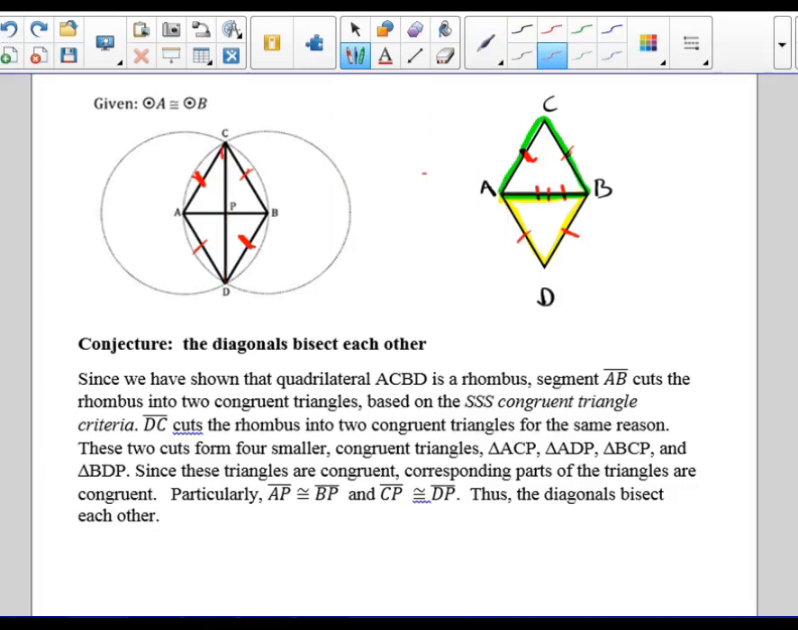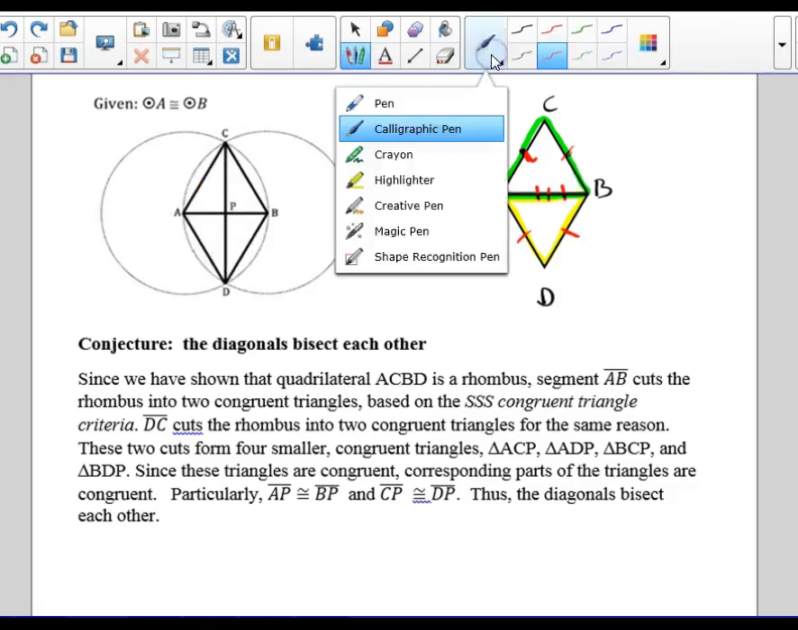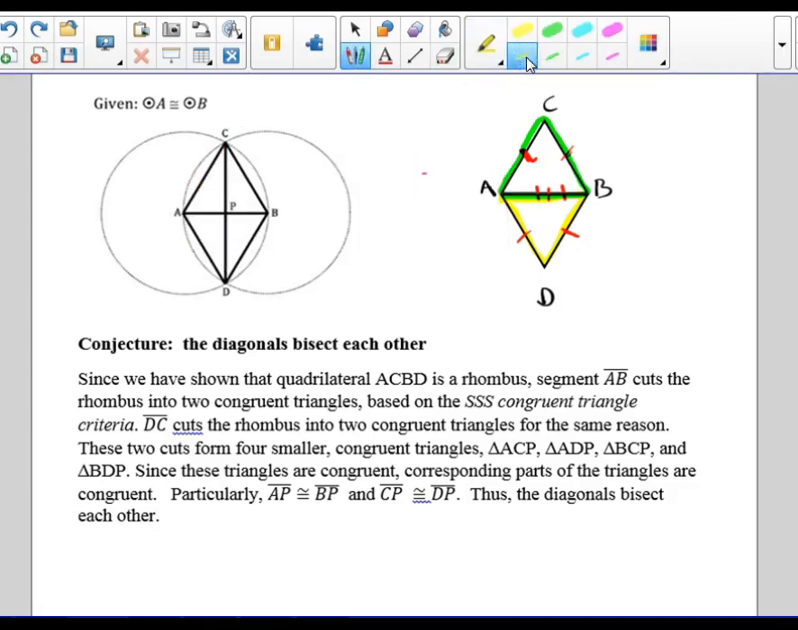And cuts the diagram into two congruent triangles for the same reason. These two cuts form four smaller triangles. So the four smaller triangles that we're looking at in this diagram, I'll just highlight them as we say them. Triangle ACP is congruent to triangle ADP, which is congruent to triangle BCP, which is over here, which is congruent to triangle BDP. So we have four congruent triangles.